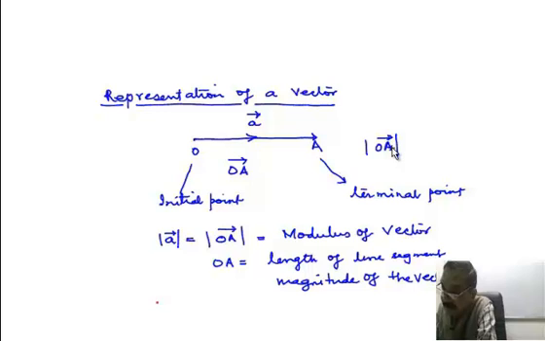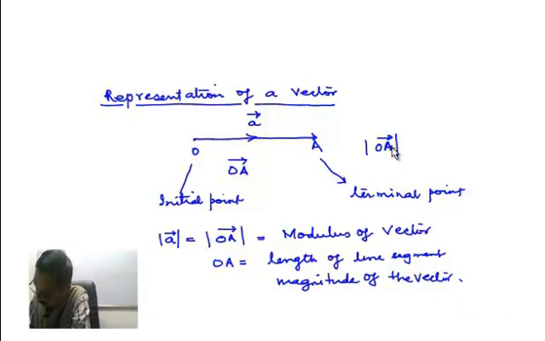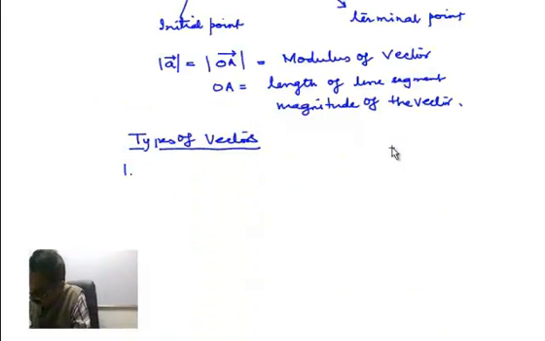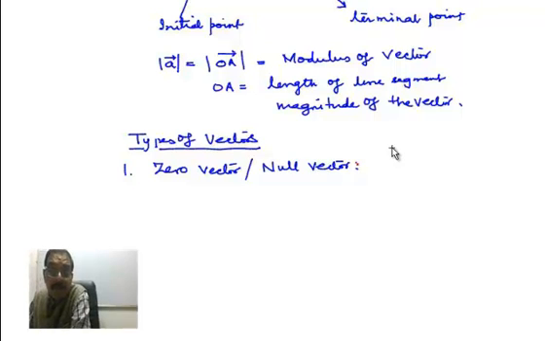Now we will see the types of vectors. So our next topic is types of vectors. First type is zero vector or null vector. A vector which has magnitude as 0 and direction can be any direction. Direction is not defined. That vector is called zero vector.